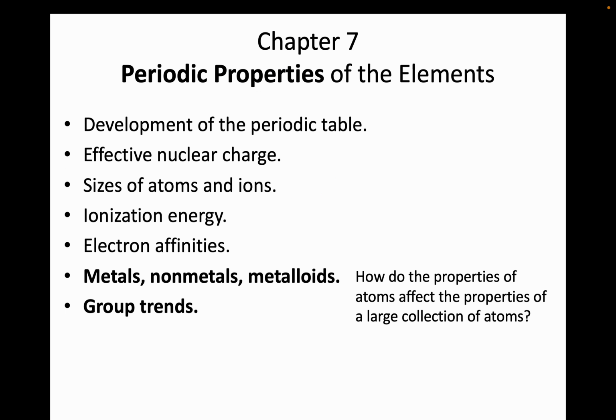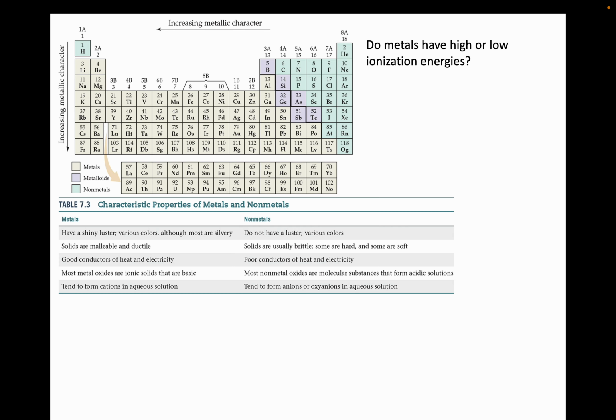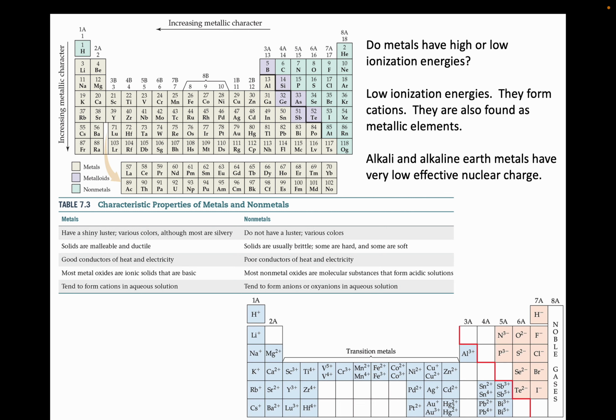Let's wrap up by taking some of these ideas and thinking about them more big picture, and consider how the properties of the atoms themselves affect the properties when we have a collection of atoms. Here's our periodic table showing the regions that are metals, nonmetals, and metalloids. Most of the periodic table are metals, especially as we see towards the left-hand side. Now, would metals have a high or a low ionization energy? I'd say they're going to have a low ionization energy.